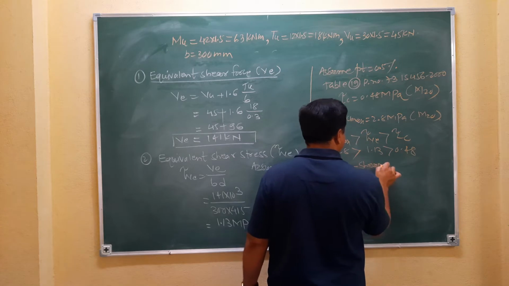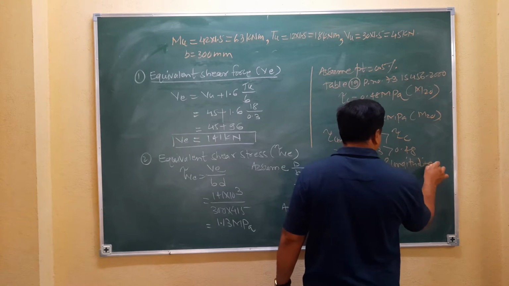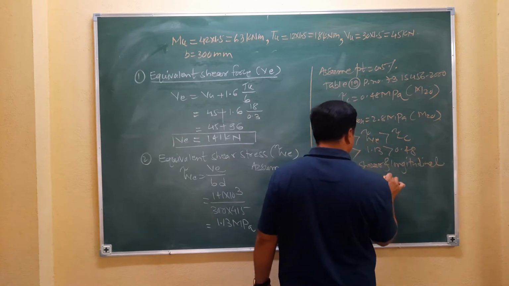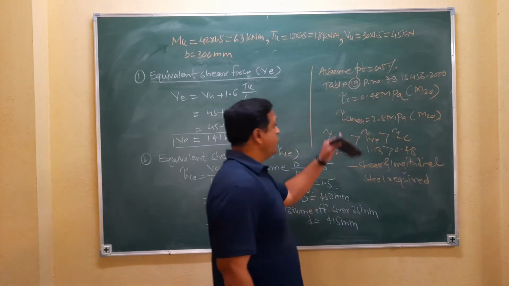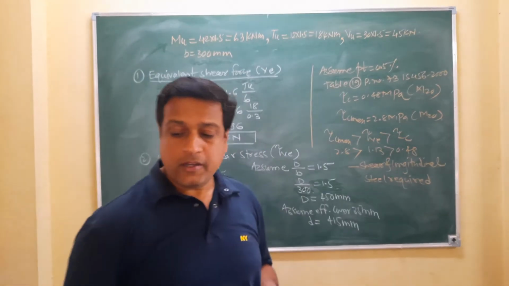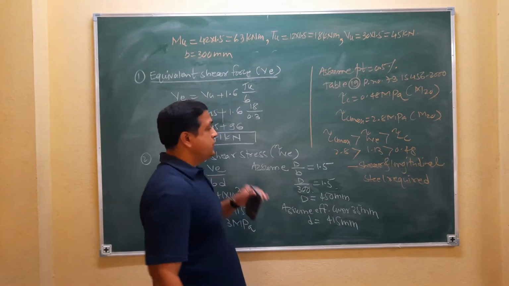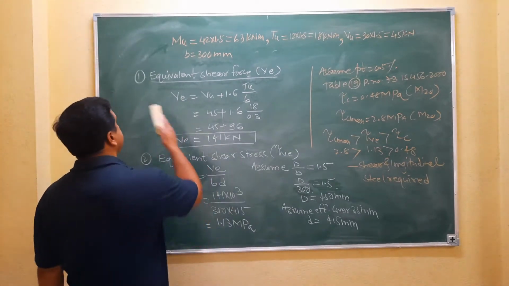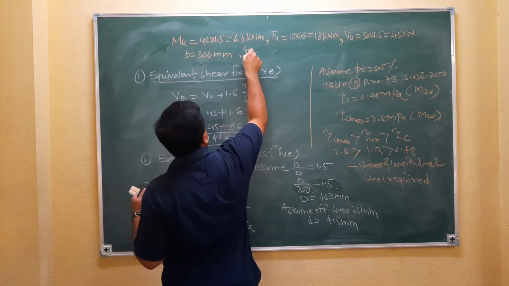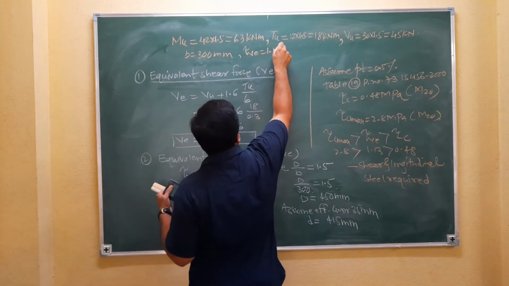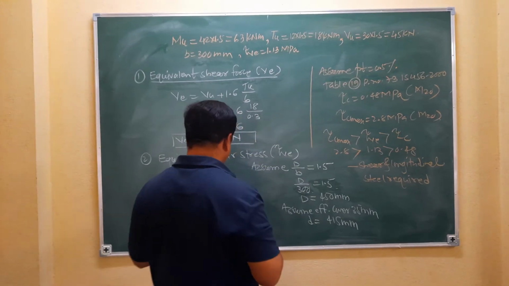Shear and longitudinal reinforcement required. So you have to design the shear and longitudinal reinforcement both. Is it clear? So this is your step number 2. So write down the value of tau ve: tau ve is 1.13 megapascal.